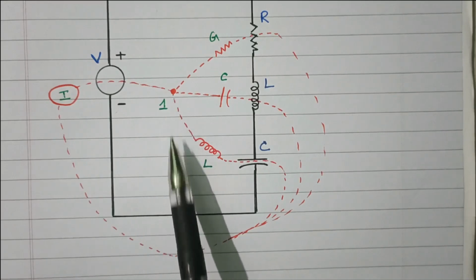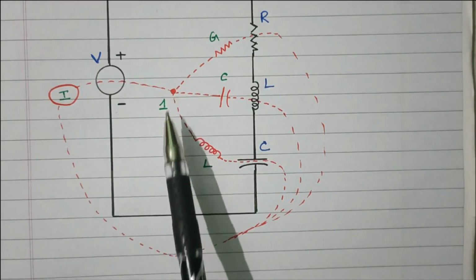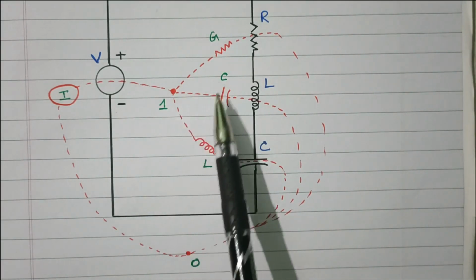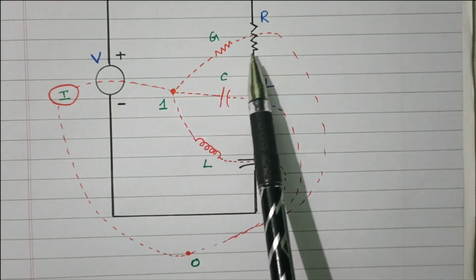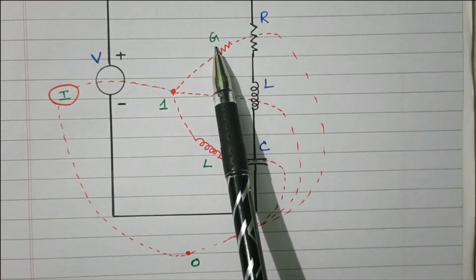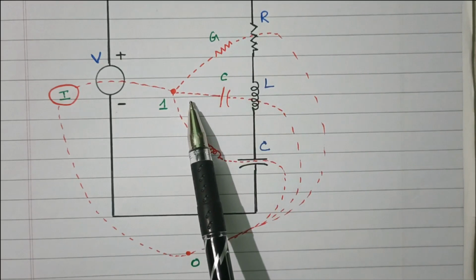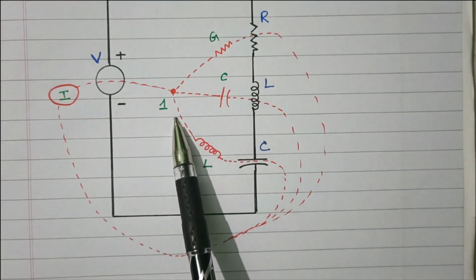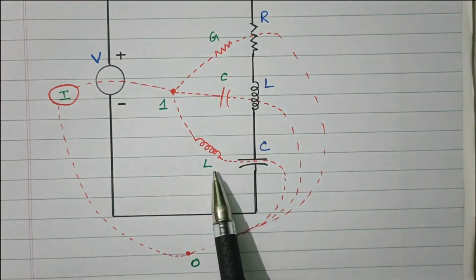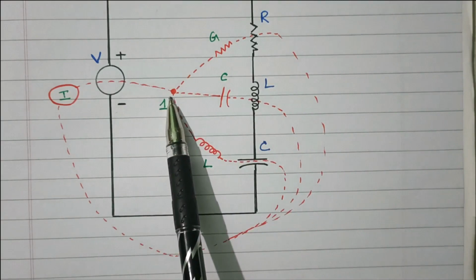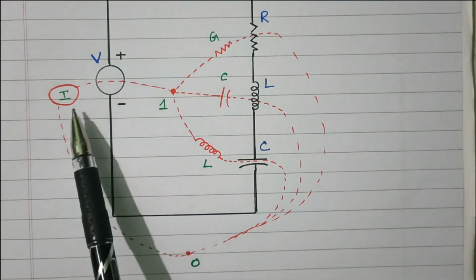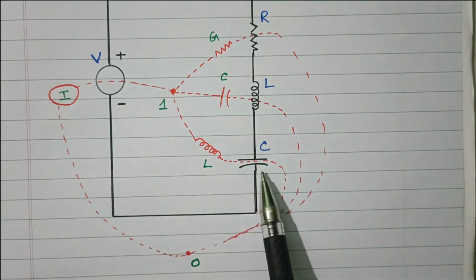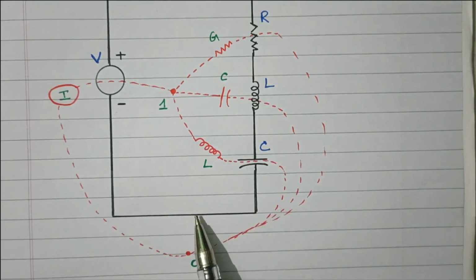Between 1 and 0 only 2 dots are available, so we need to connect 1 and 0, but each and every element separately. So 1 is connected through the resistor, converted into conductance. 1 is connected to 0 through the inductor, converted into capacitor. 1 is connected to 0 through the capacitor, converted into inductor. 1 is connected to 0 through the voltage source, that is converted into current source. So this red color line is the dual network. The black color line is the original network.